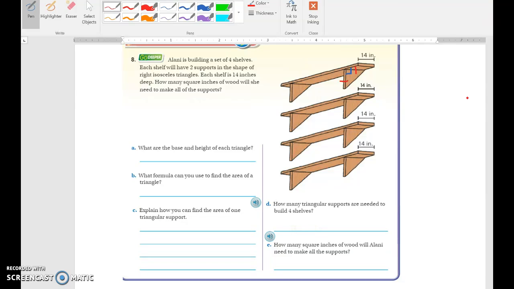Each shelf is 14 inches deep. How many square inches of wood are you going to need to make it? So in theory, you could go out and buy wood and create yourself some nice right isosceles triangles, build these shelves very successfully, right? If you did that, how much would we have? Well, what are the base and height of each triangle? So the key with an isosceles triangle is that both the base and the height are, pause the video and think of this, because it's isosceles, because it's the same, they're both 14 inches, right?